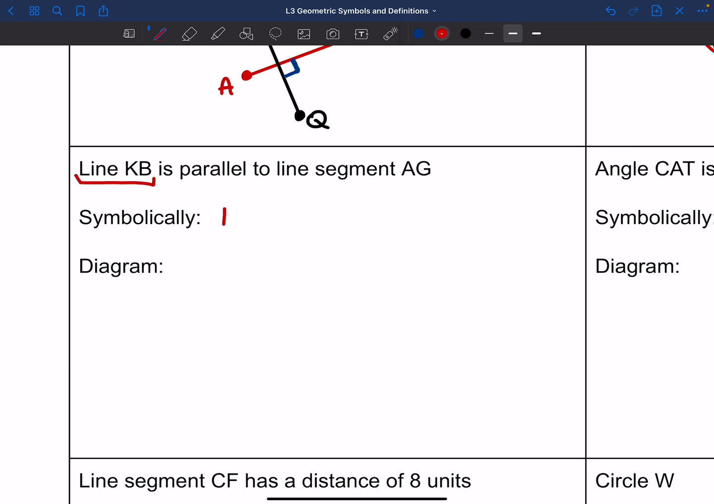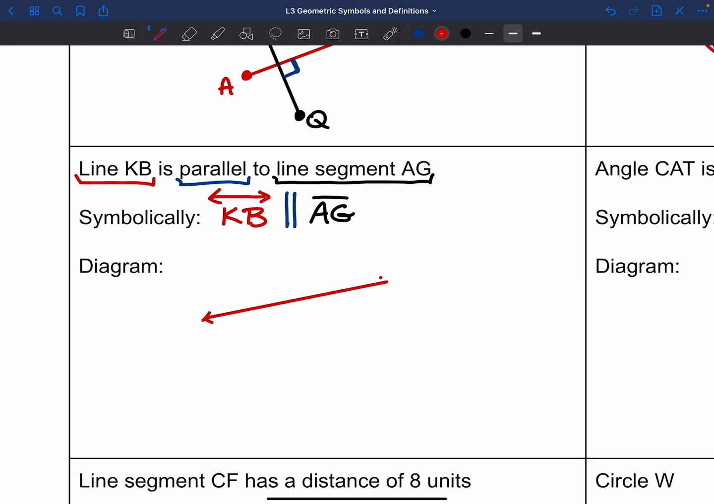Line KB. So we've got K and we've got B, and to show it's a line, we'll put that line with the arrows above it. If we're showing that it's parallel, that's where we do the little double L thing like that. And then if we're talking about it being parallel to line segment AG, it's A, G, and then that segment piece over it.